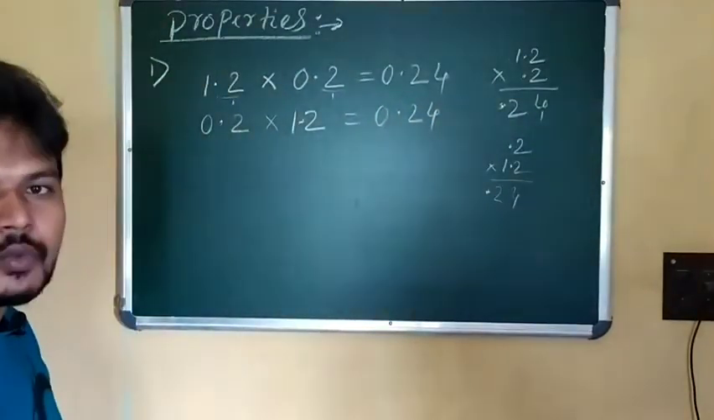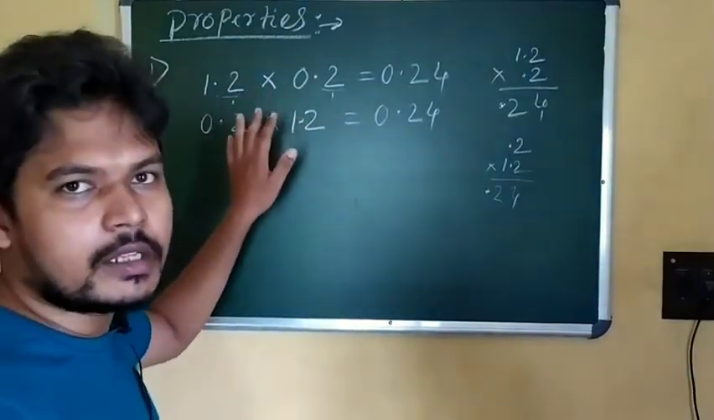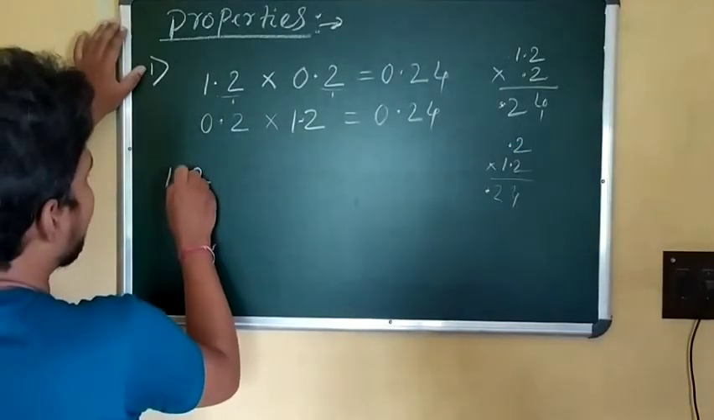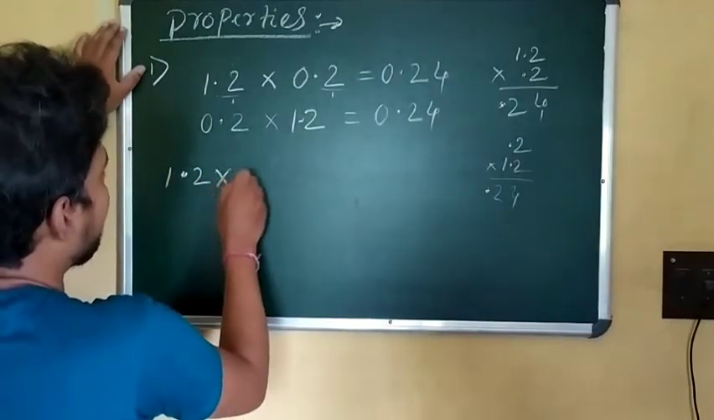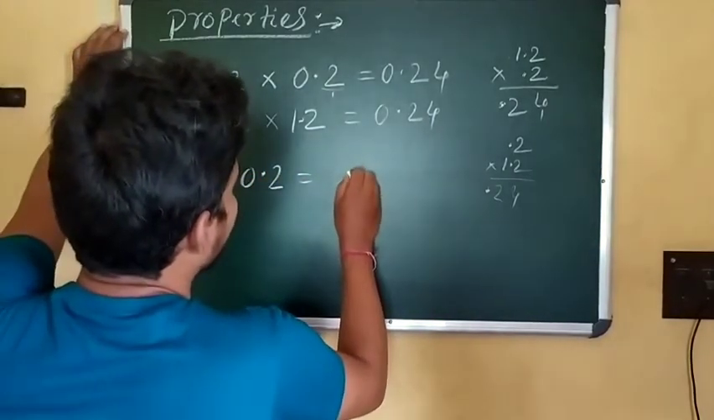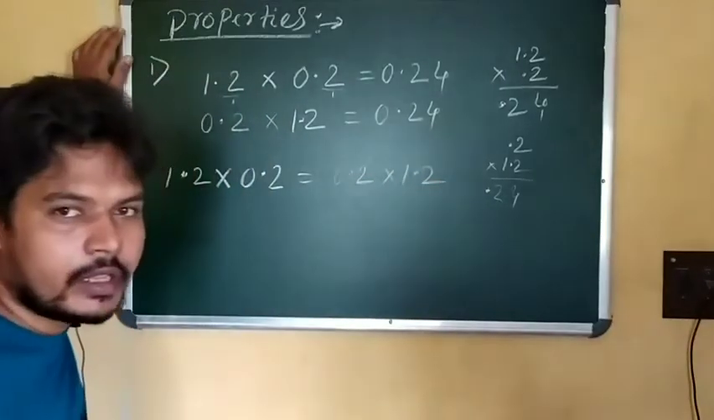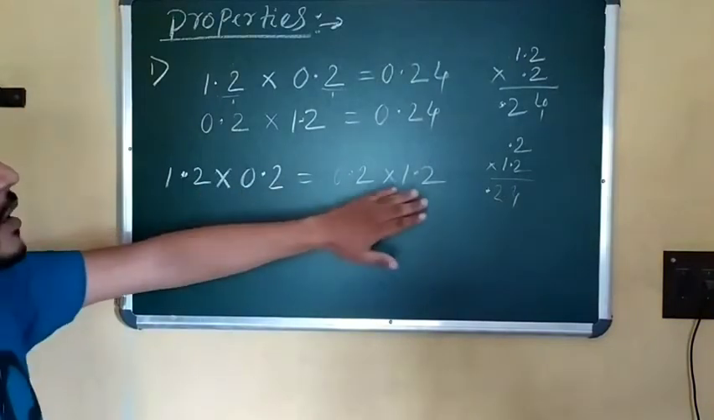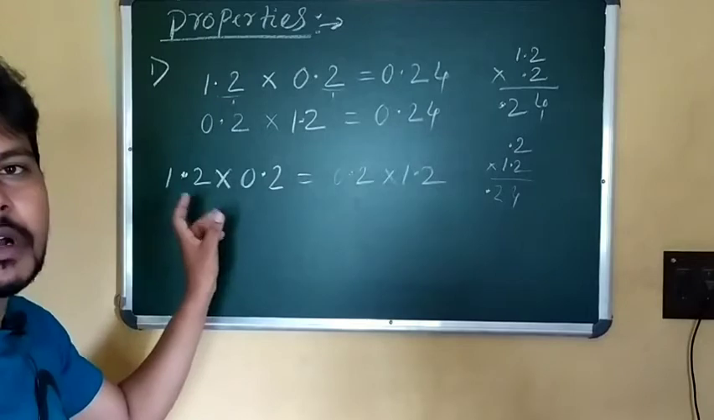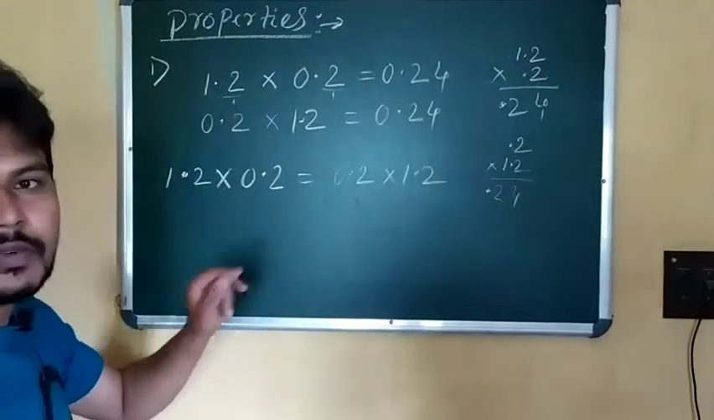So from this we can conclude that if you change the order of the numbers, then also the product will be the same. That means 1.2 multiplied by 0.2 equals 0.2 multiplied by 1.2. Okay. So there will be no change in the product if the order of the numbers is changed. That is our first property.